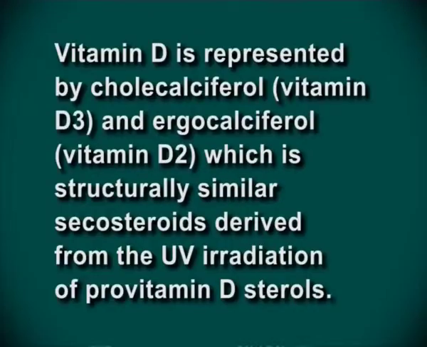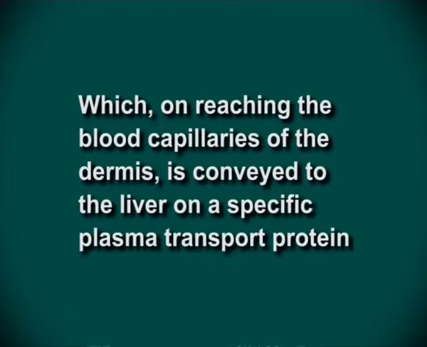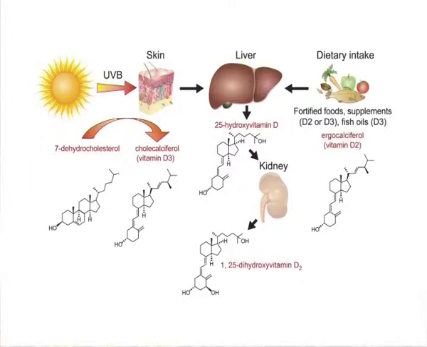Vitamin D. Vitamin D is represented by cholecalciferol, that is vitamin D3, and ergocalciferol, that is vitamin D2, which are structurally similar to corticosteroids, derived from the UV irradiation of provitamin D sterols. Exposure of the skin to sunlight converts 7-dehydrocholesterol to vitamin D3, which on reaching the blood capillaries of the dermis is conveyed to the liver on a specific plasma transport protein. Vitamin D2 is produced in plants, fungi and yeast by the solar irradiation of ergosterol. On irradiation, the provitamins are initially converted to previtamin D, which undergoes thermal transformation to vitamin D.